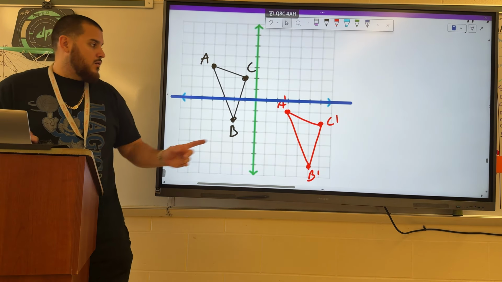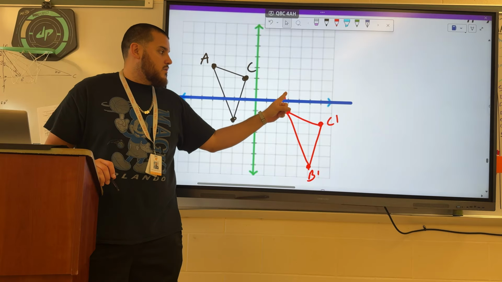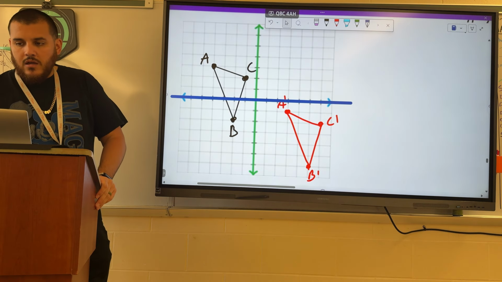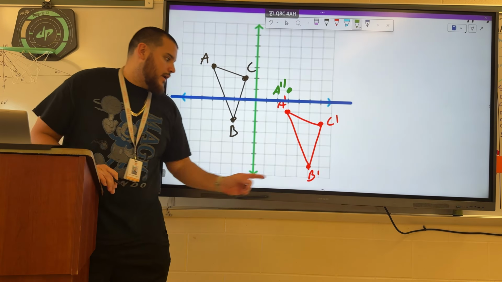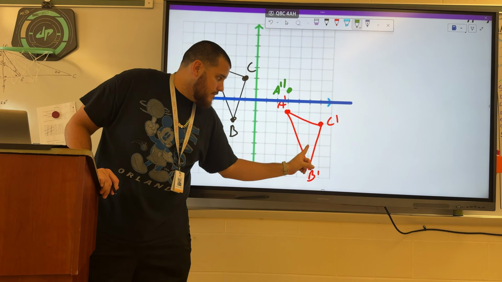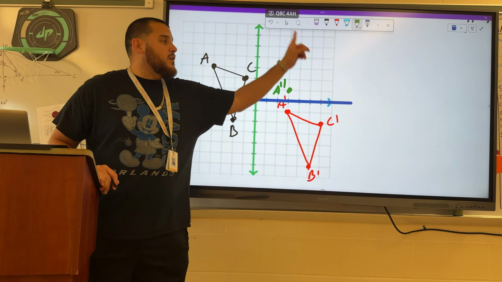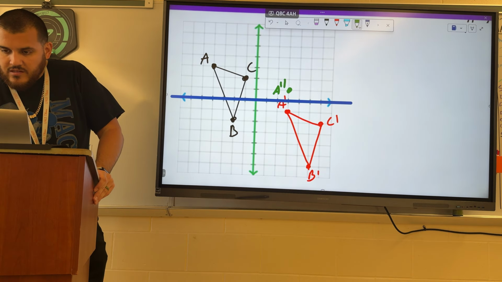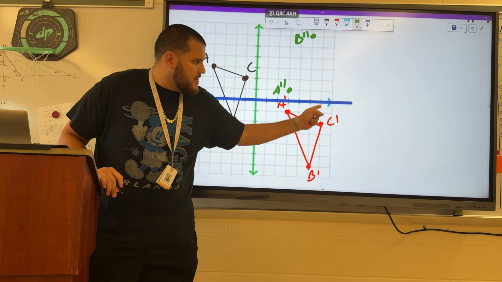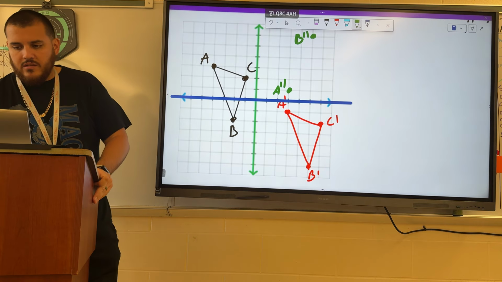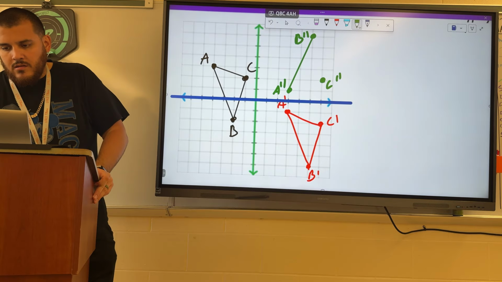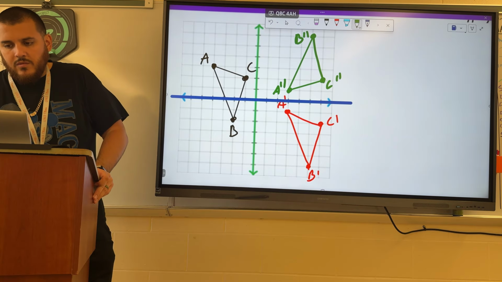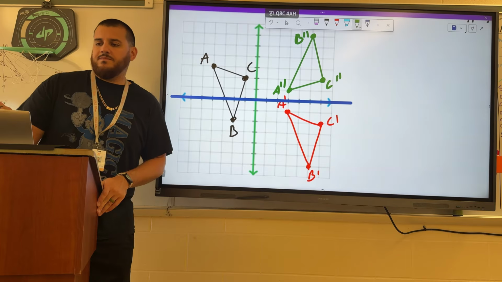Starting with A prime, we can just count, it's only 1 unit away. So A double prime will be 1 unit away on the other side, right there, A double prime. Right, B prime is 1, 2, 3, 6 units away. We need to go the same distance to the other side, which would put it right here, B double prime. And then C prime is only 2 units away. So 2 units away on the other side, C double prime. And that is our composition of transformations done here in this example.